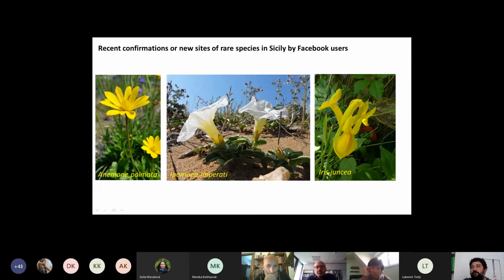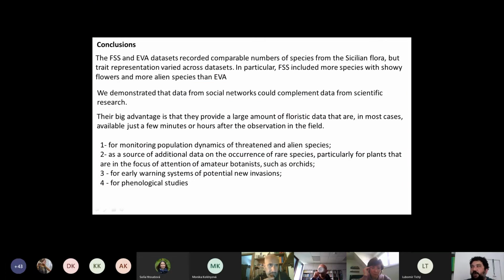So the main conclusion of this first topic is that Facebook and EVA datasets collect the same number of species, but Facebook includes more species with showy flowers and more alien species than EVA. So this demonstrates that data from social networks could complement data from scientific research, because the data are very complementary. In particular, we can use this data for monitoring population dynamics of naturalized alien species or as a source of additional occurrence data for rare species, for example orchids, which are very common in the Facebook dataset, and also to study early warning systems for potential new invasions and for phenological studies.